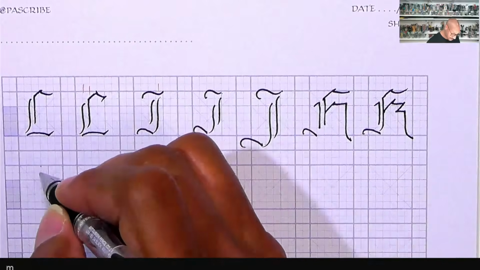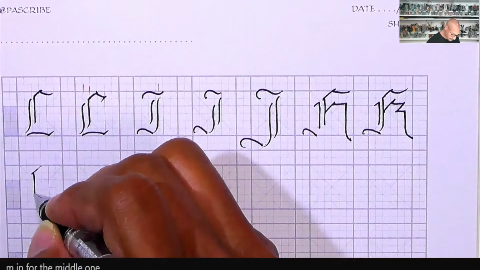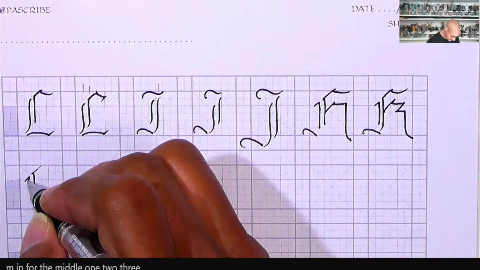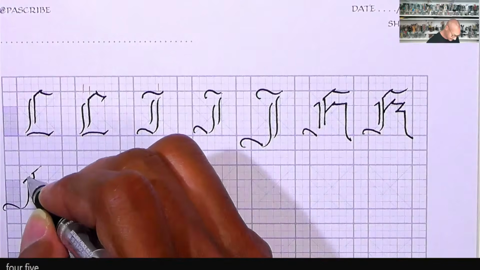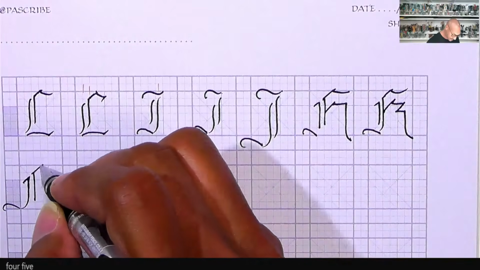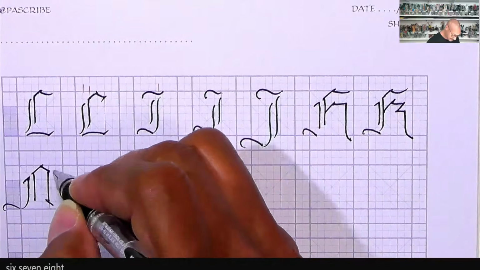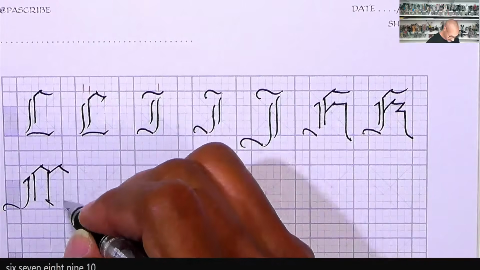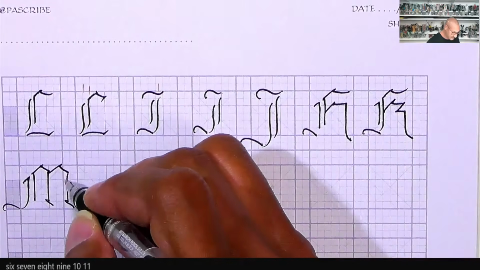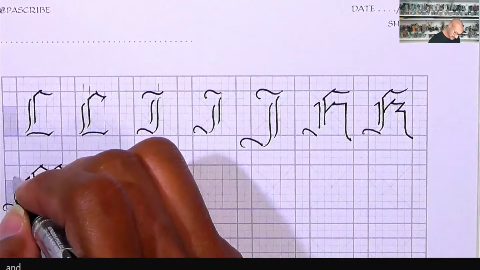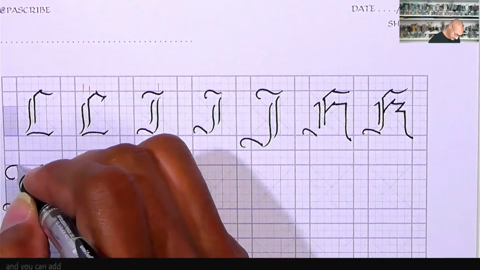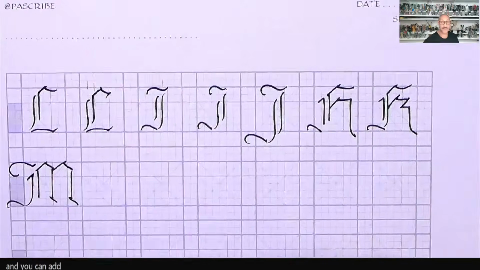M, aim for the middle. 1, 2, 3, 4, 5, 6, 7, 8, 9, 10, 11, 12, 13, and you can add a balancing serif there.